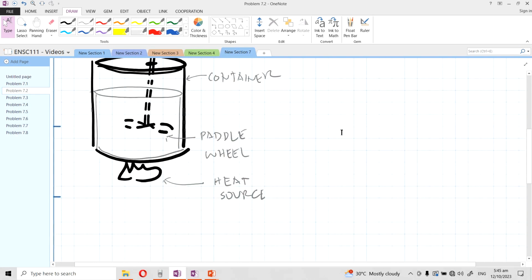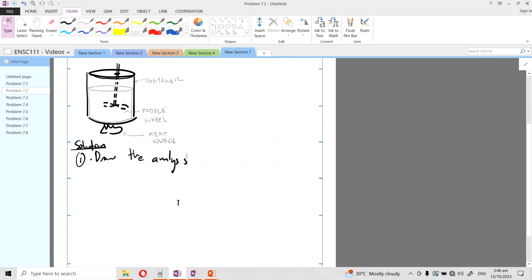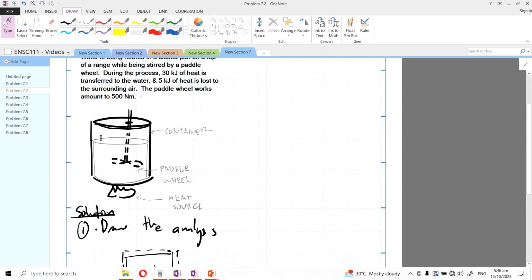So moving on. First step, as usual, is to draw the analysis. So solution first. Then step 1 is to draw the analysis. When I say draw the analysis, specify the system. So here's our system, and let's say it's water. If we specify the system already, then draw the boundaries, and then draw the interactions. Now the question is, is it really the water that's our system? Is it the water, is it the container plus water, or is it the paddle wheel?